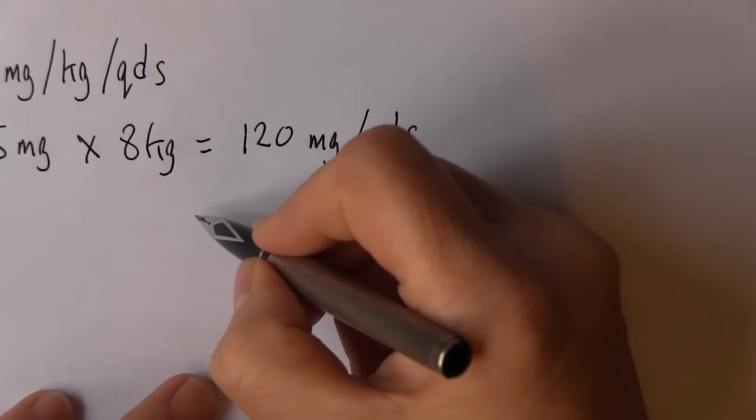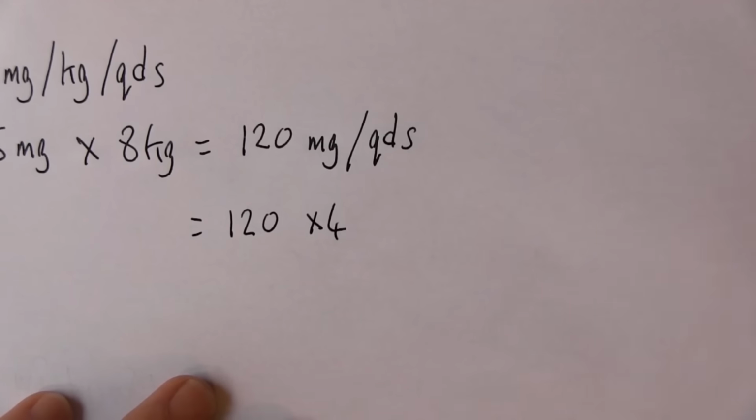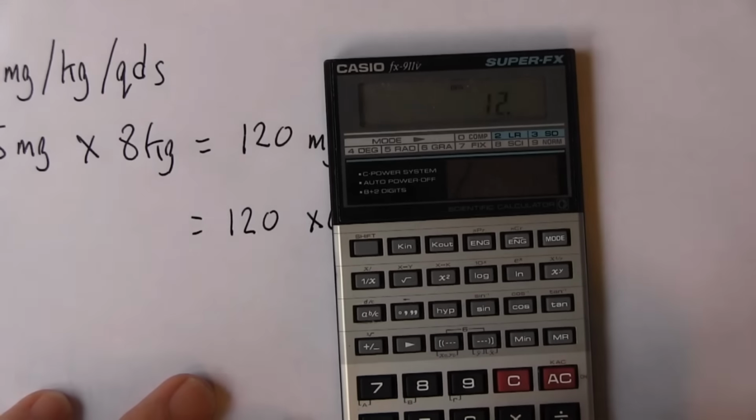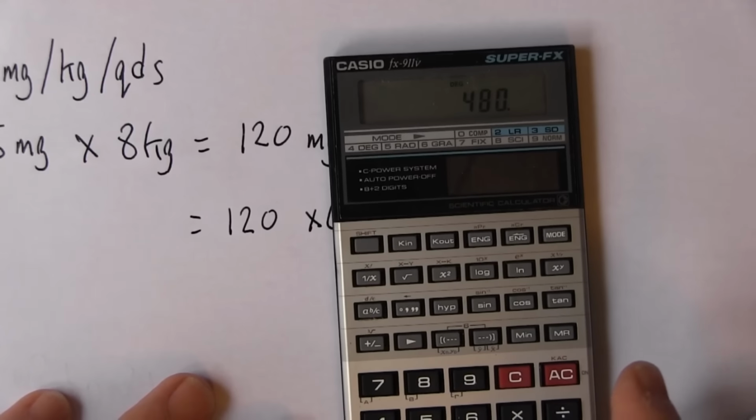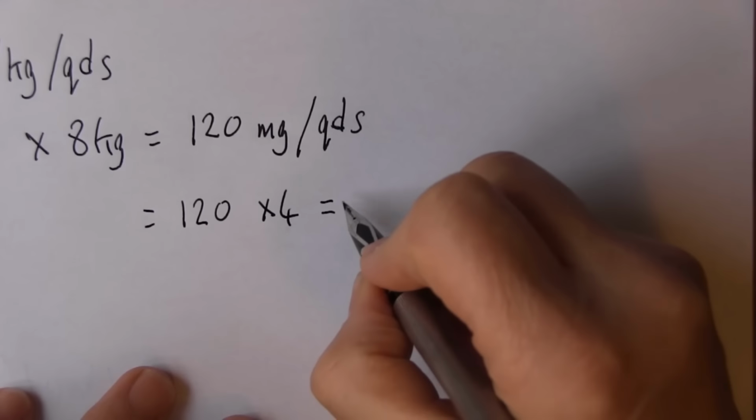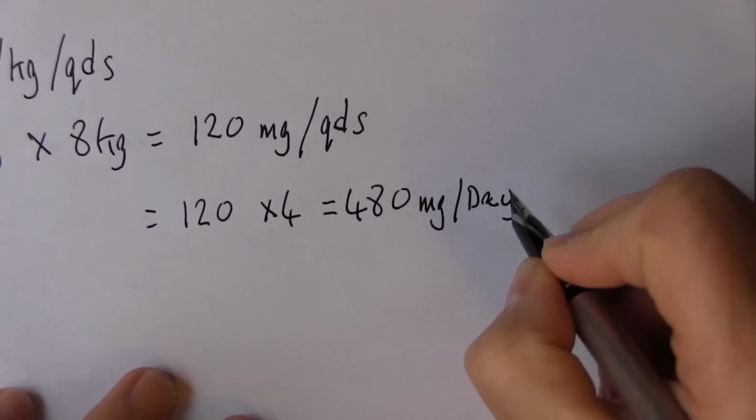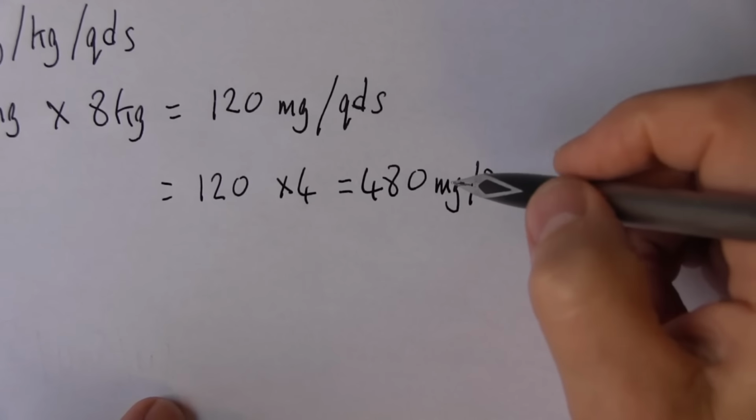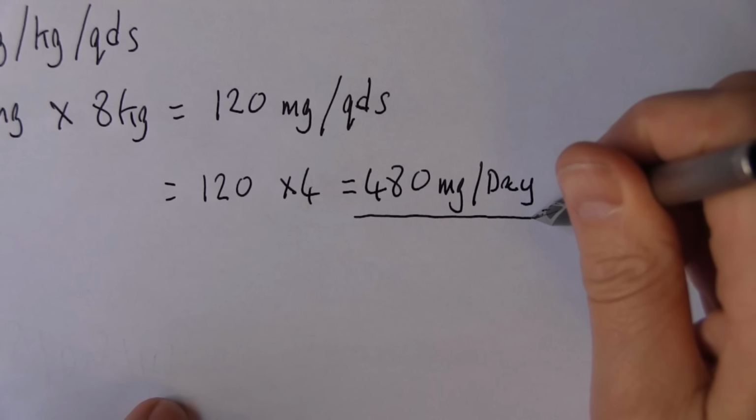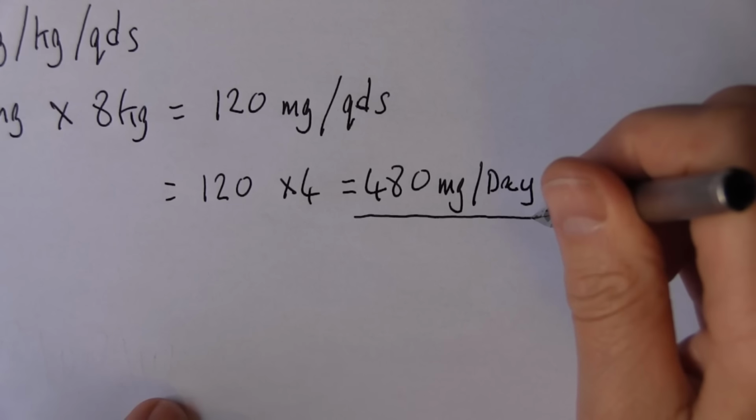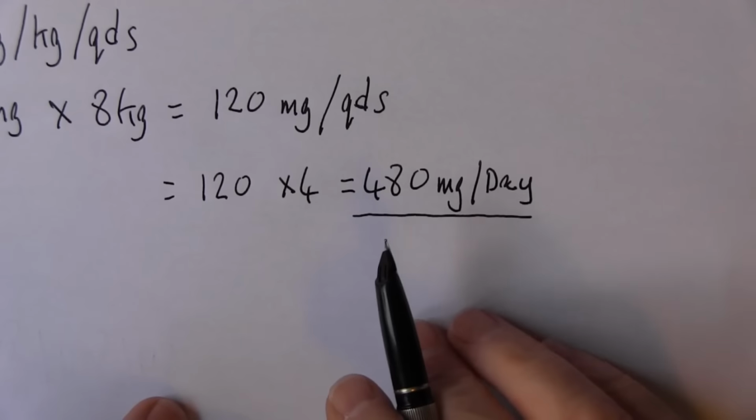Then to work out the maximum daily dose, that's going to be 120, and because it's 4 times a day, that's times 4. So 120 times 4, as you've probably already worked out in your head, is 480 milligrams per day would be the maximum dose. Or to put it another way, 480 milligrams daily given in 4 divided doses equally spaced throughout the day. But then the second part of the question asks what dose would we give for an adult of 80 kilograms?